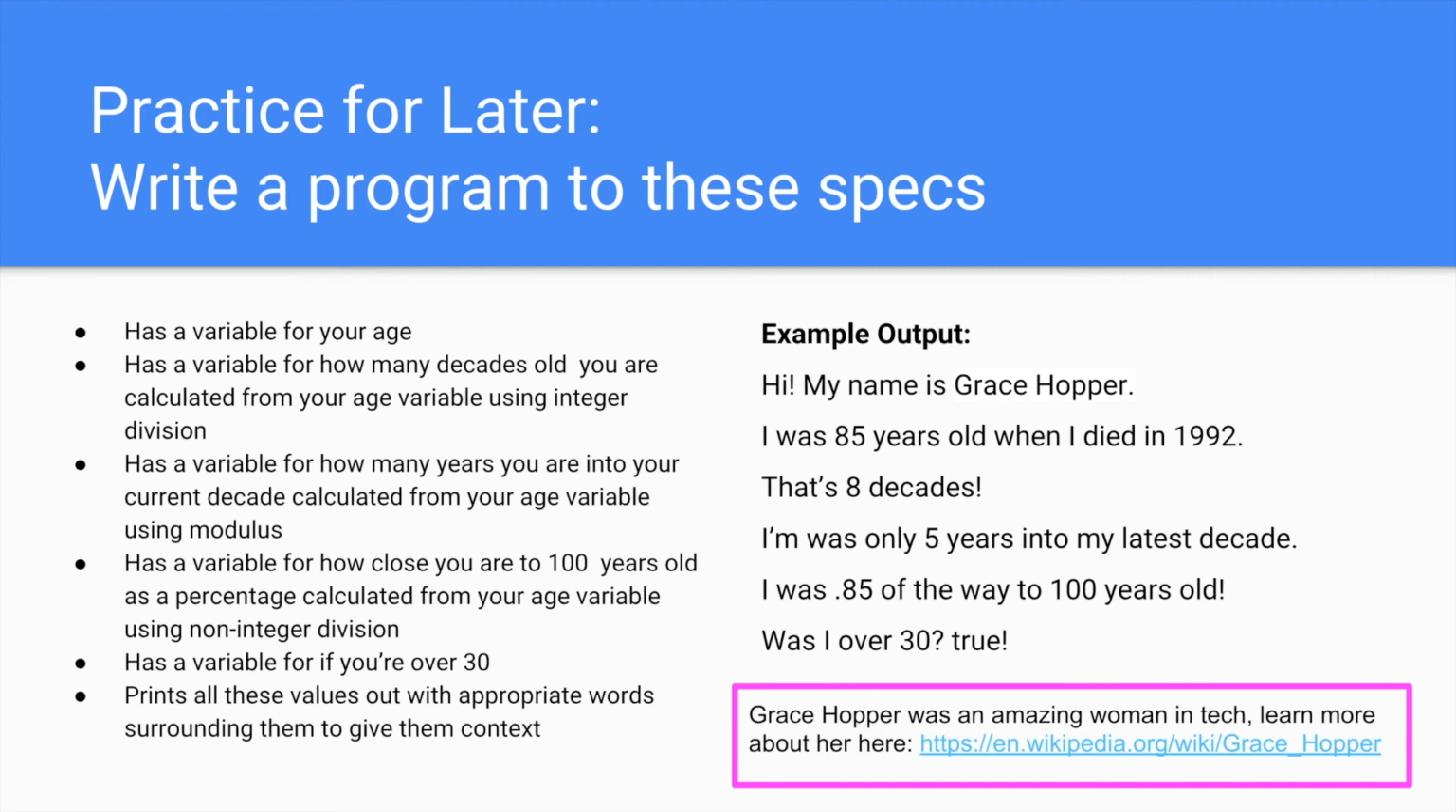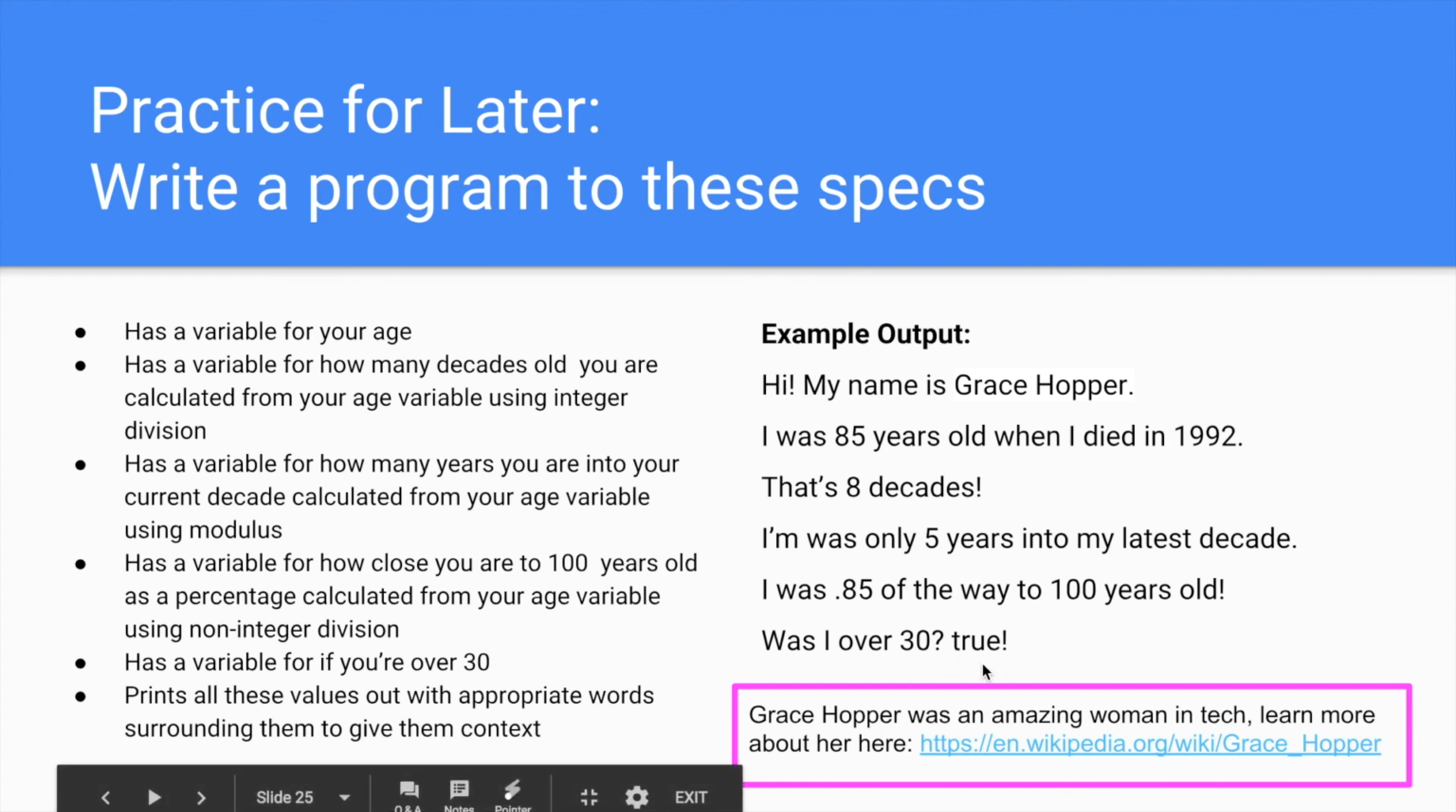Some example output. So this is pretending that I'm Grace Hopper, who was an admiral in the Navy who was working on a lot of computer science concepts in the early years of computer science. So it would be, hi, my name is Grace Hopper. I was 85 years old when I died in 1992. That's 8 decades. I was only 5 years into my latest decade. I was 0.85 of the way to 100 years old. And was I over 30? True.